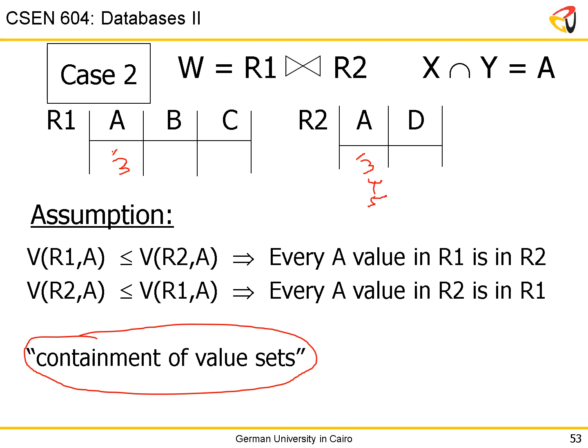That's one scenario. There is another scenario, which is the opposite of what I just described. If every value that appears in R2.A appears in R1.A, and the number of values in R2.A is less than or equal to the number of values in R1.A, then it's the opposite scenario of what I'm describing. This is called containment of value sets.